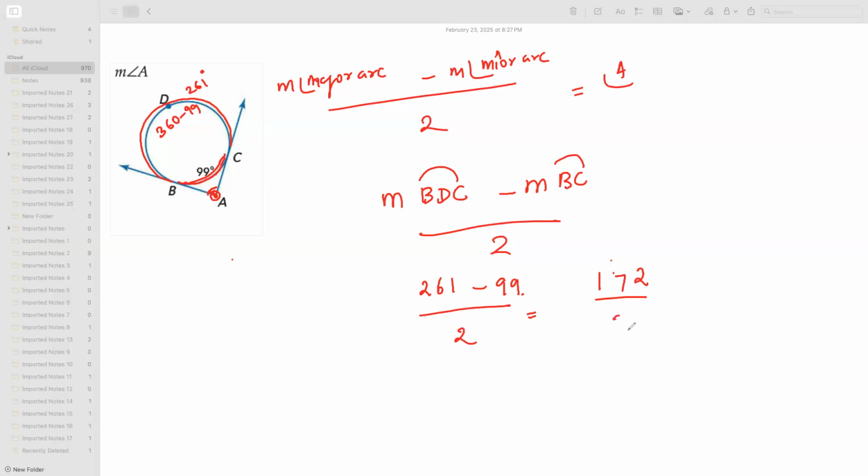Wait, you can just do 99 by 2. Yeah, so basically what is the answer, Chetan? 49.5. 81, right? Huh? 81, right? You asked for the measure of the angle.